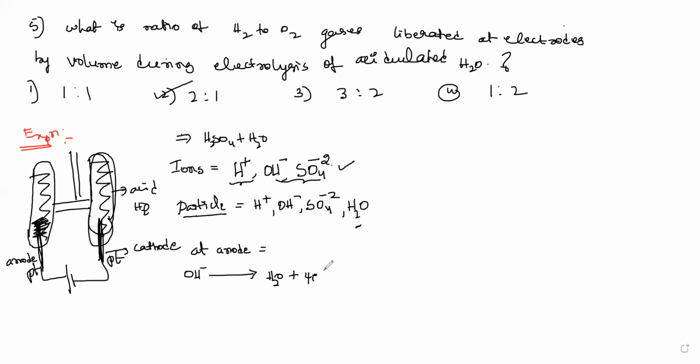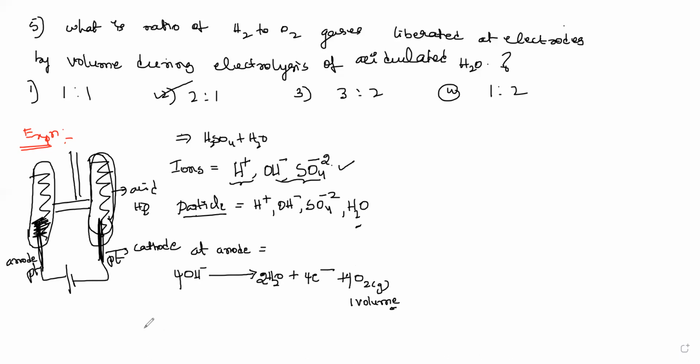How many electrons are lost here? It is 4 electrons. And which gas is liberated here? O2 gas is liberated. That's why we can take 4 OH minus ions converting into 2H2O and 1 mole of O2 gas. That's why 1 volume of O2 gas is liberated at the anode.